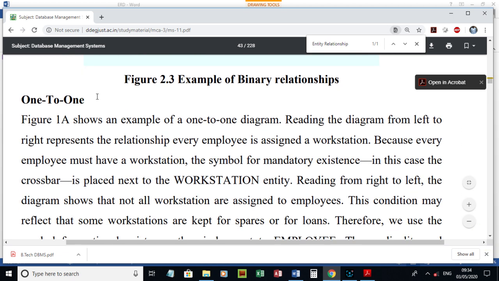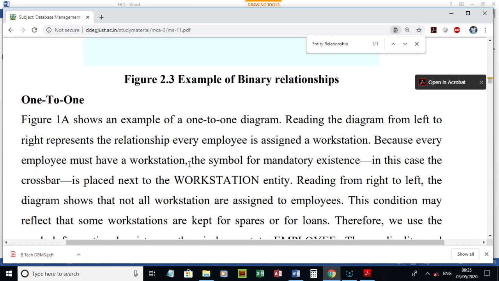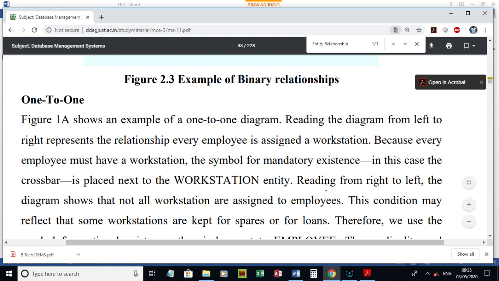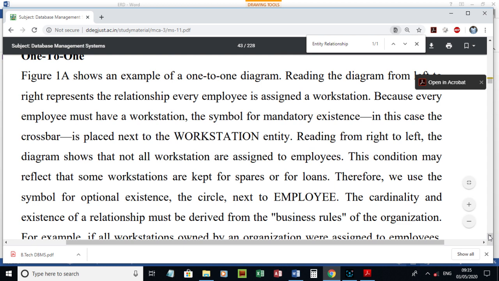Right. So from this we can say that figure 1.1 shows an example of a one-to-one diagram. Reading the diagram from left to right, every employee is assigned a workstation, because every employee must have a workstation. Another word for workstation is a computer, meaning a desktop or laptop. The symbol for mandatory existence, in this case the crossbar, is placed next to the workstation entity. Reading from right to left, the diagram shows that not all workstations are assigned to employees. This condition may reflect that some workstations are kept for spares or for loans. Therefore, we use the symbol for optional existence, the circle, next to employees.